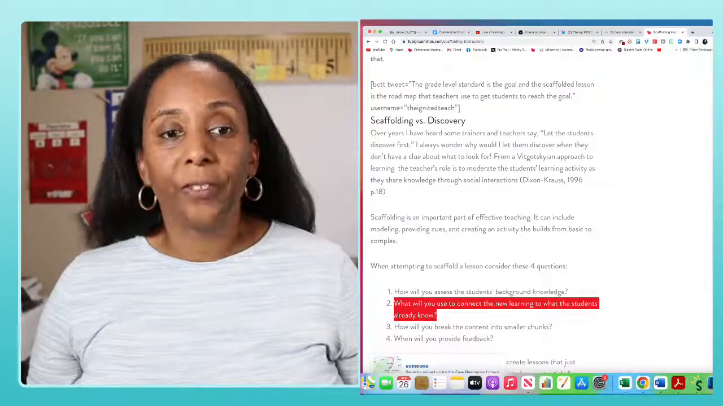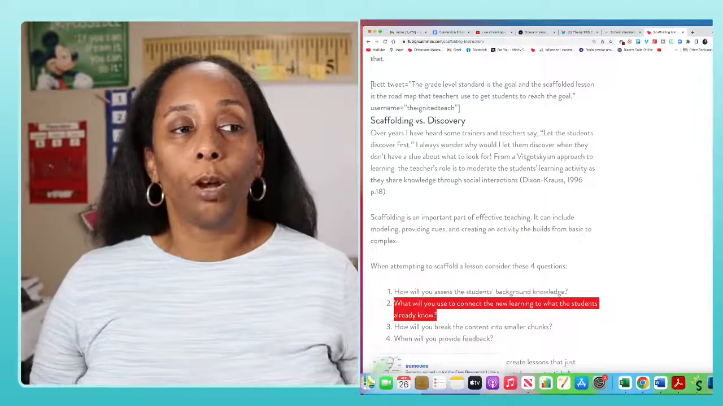So you have to be able to connect the new learning to what the kids already know. They are not blank slates. I know a lot of teachers think that they are, but kids are not blank slates. So think about it. When you are closing your gaps, whether it be with one-step or two-step equations, definitely go back and look at what the children are supposed to know.